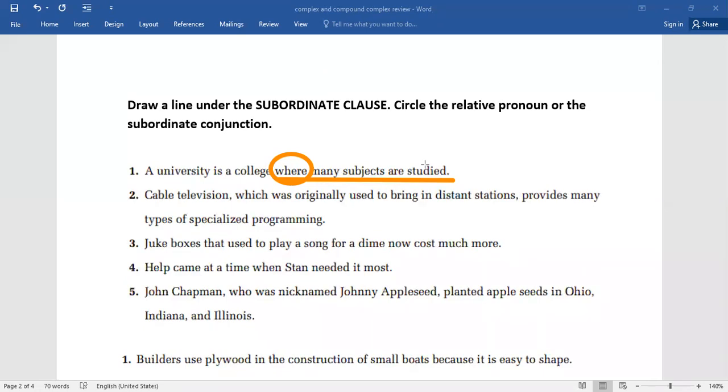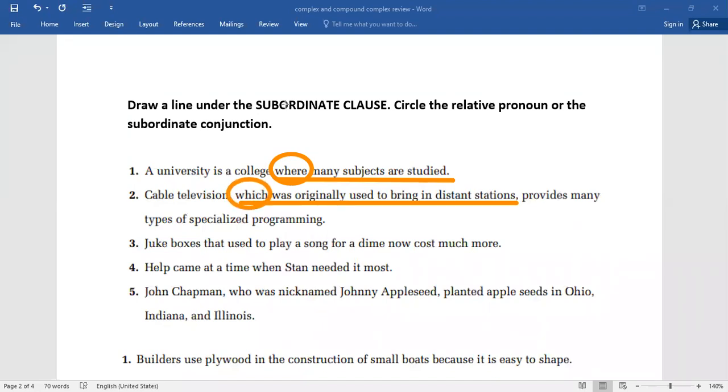Number two, Ward, please go ahead. Cable television, which was originally used to bring in distant stations, provides many types of specialized programming. The subordinate clause is which was originally used to bring in distant stations, and it begins with a relative pronoun, which is which. Perfect. It begins with which, also a relative pronoun.